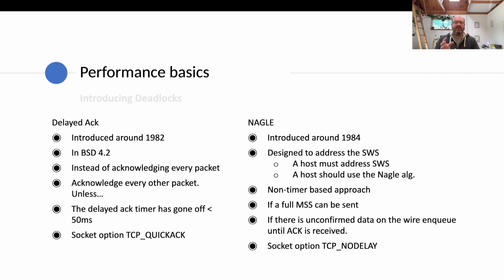What ended up happening in this situation is a Nagle delayed ACK deadlock can occur, where you have outstanding data on the wire, and it hasn't been acknowledged, and you end up in this situation where the Nagle algorithm will pause until it has an ACK for that outstanding data. So remember, you can send a full MSS, no problem. You can send less than a full MSS if there's no outstanding data on the wire.